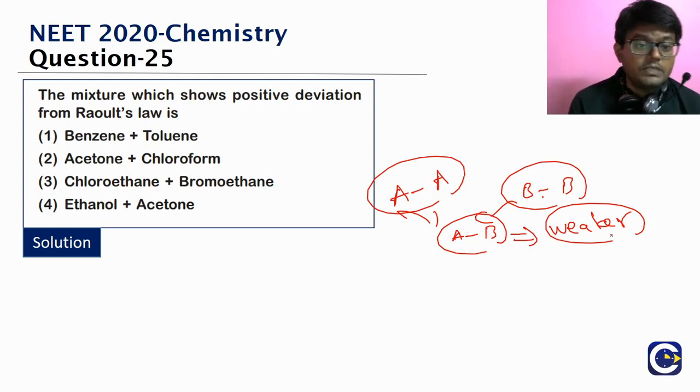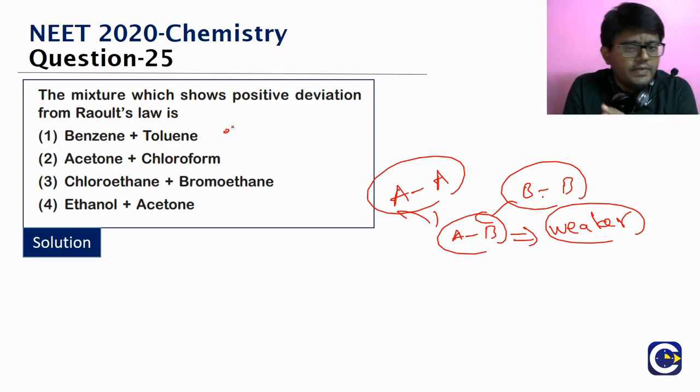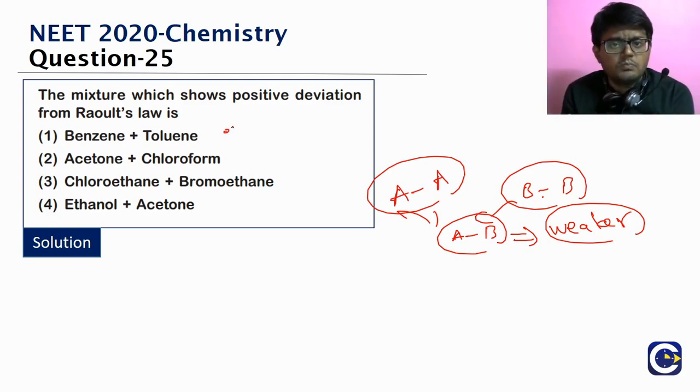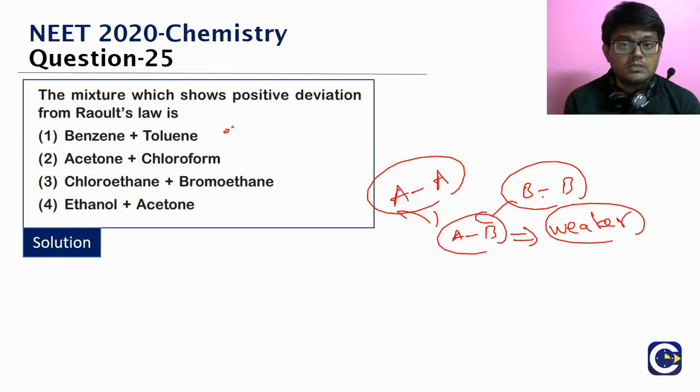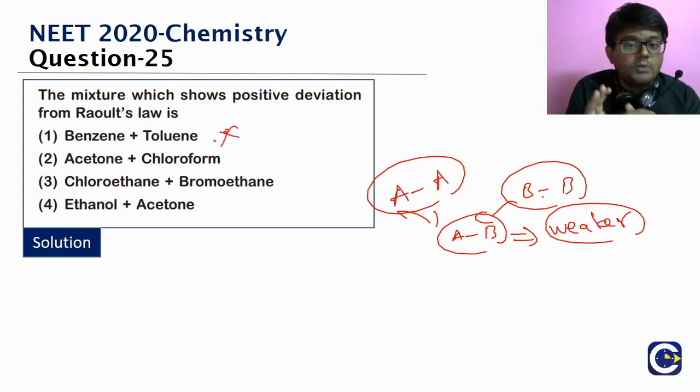Here we need to find out which of them will be giving us the positive deviation. So we'll just go one by one. Benzene and toluene. Benzene is non-polar, toluene is also non-polar, with almost comparable molecular mass. So they will be a near ideal mixture. Ideal mixture means what? AA interactions and BB interactions will be almost comparable to AB interactions. They will not be a true ideal mixture, but to a large extent they will not show significant deviations. So this is not going to show much positive deviation.